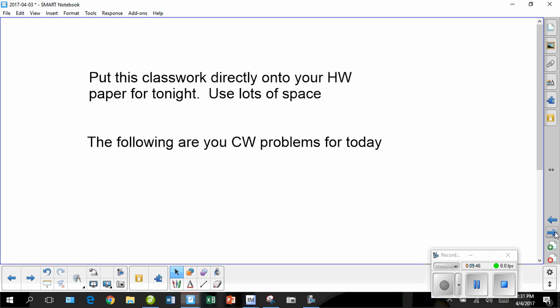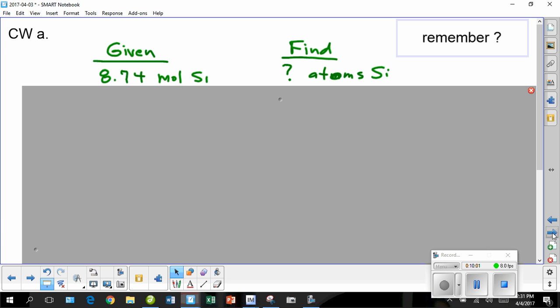All right. Now, put this classwork directly onto your paper for tonight. Use lots of space. The following are your classwork problems for today, which you're going to do just before your homework. So here we go. Here's your first problem, and let's see how that solves out. On the tape, I'm not going to walk through it. I'm just going to show you the answer. So I'm going to stop right now in class, and you'll have a chance to work on it at home, and then check your answer against my answer.